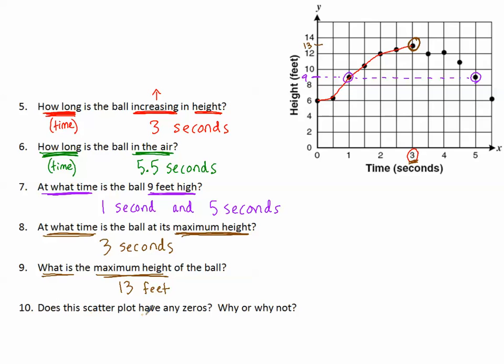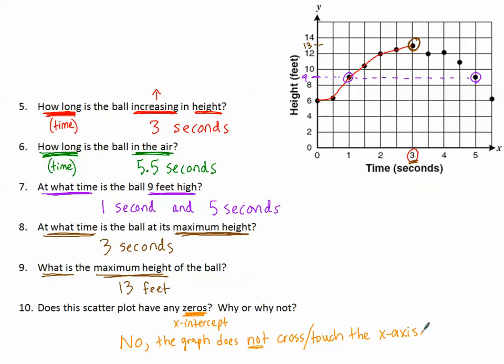Does this scatter plot have any zeros? What is a zero? That's an x-intercept. Any places where this graph crosses the x-axis? No, there's not. So no, there aren't any zeros because the graph does not cross or touch the x-axis.